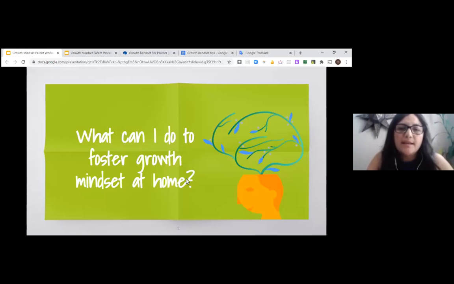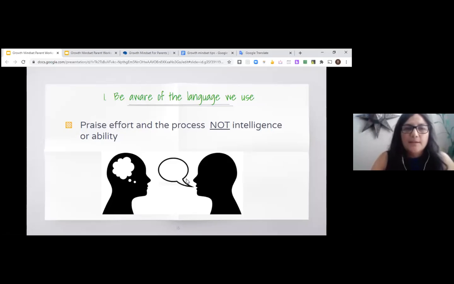Now, the next piece of this presentation has to do with, okay, now you shared all of this with me, what growth mindset and fixed mindset are. I kind of know where I'm at on this continuum. What can I do at home? So the first thing is just to really be aware of the language that is used. I talked about how we praise our children is really important.